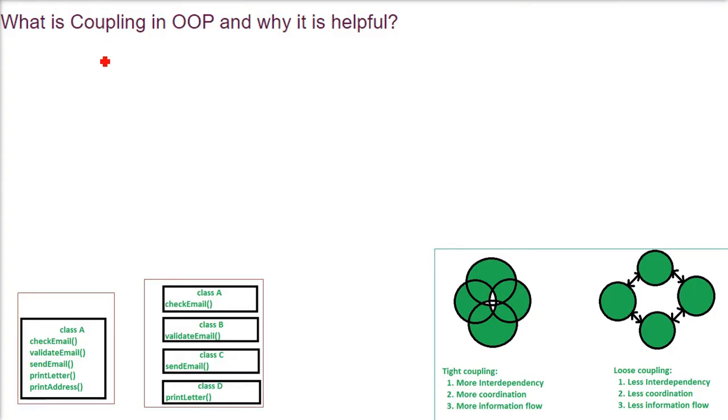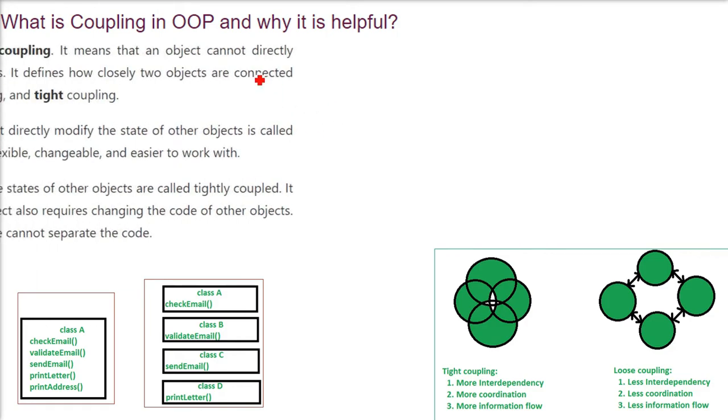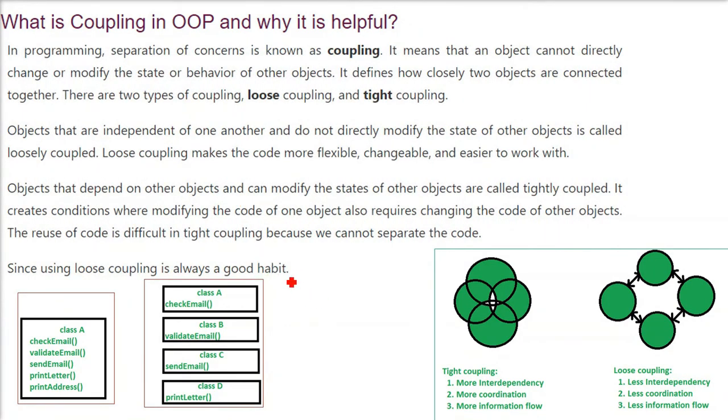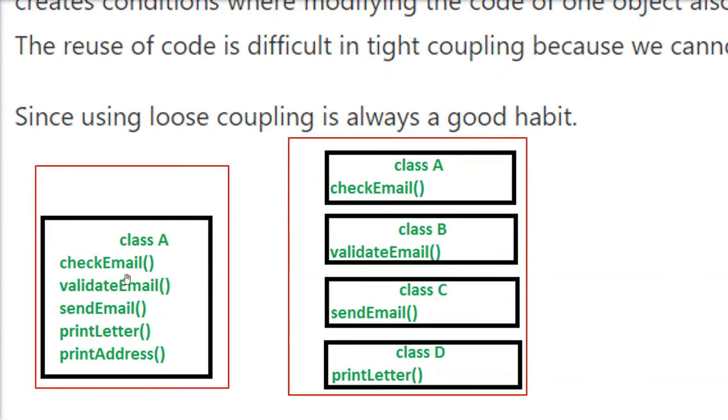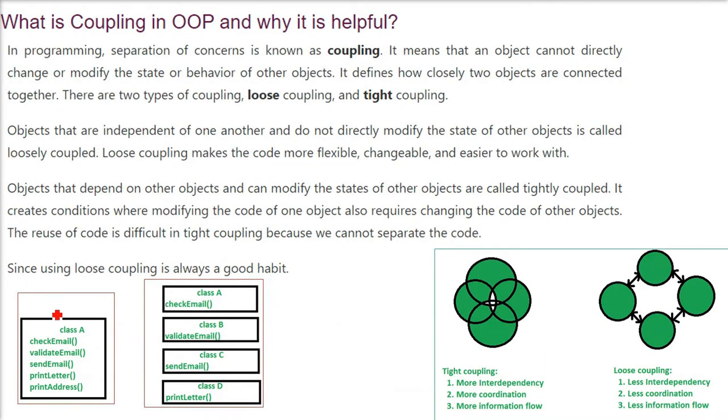What is coupling in object-oriented programming and why is it helpful? Now let me tell you about an example here. This is a class A. Just assume that all these functions are related to email: check email, validate email, send email, like this. All functions are related to email.